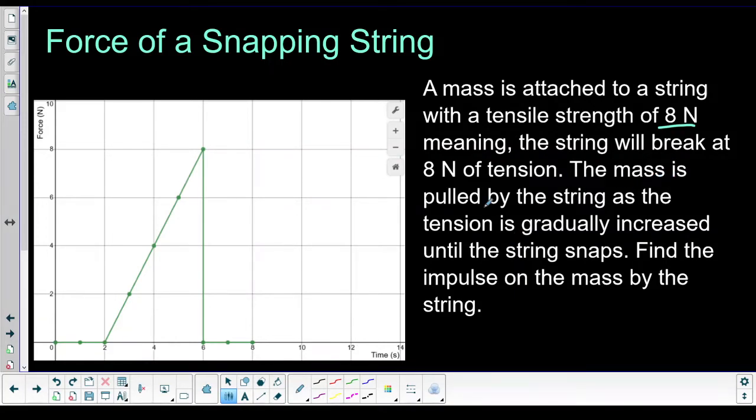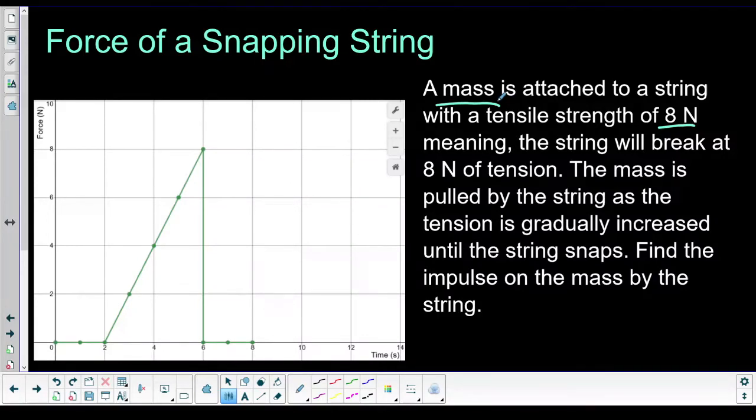So the mass is being pulled by a string as the tension is gradually increased until the string snaps. Find the impulse on the mass by the string. So we don't know the mass, right? This could be a tiny little paper clip. It could be a big old box. It could be a dog. It could be a fish. It could be your grandmother. It could be anything made of matter.